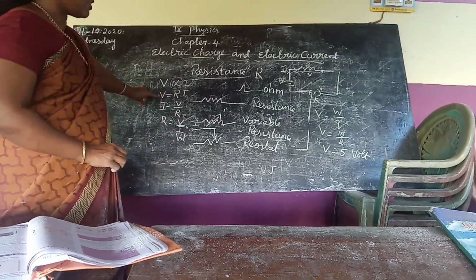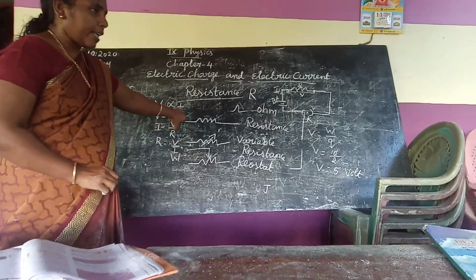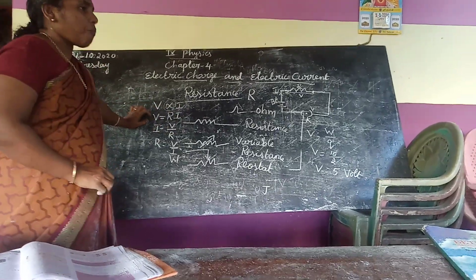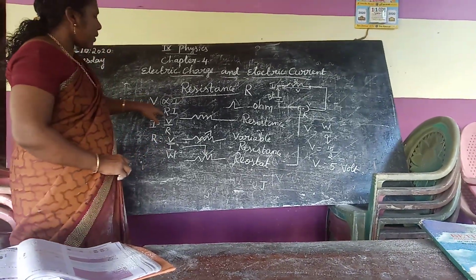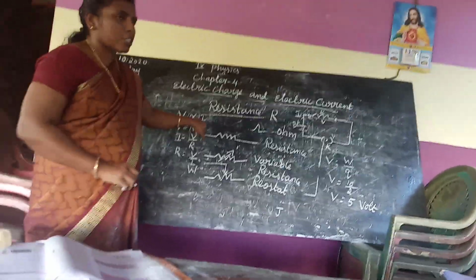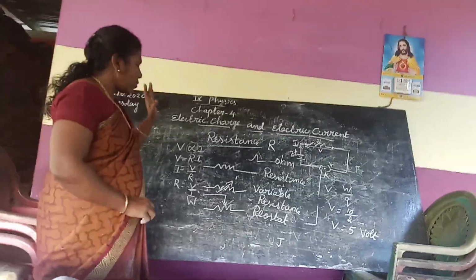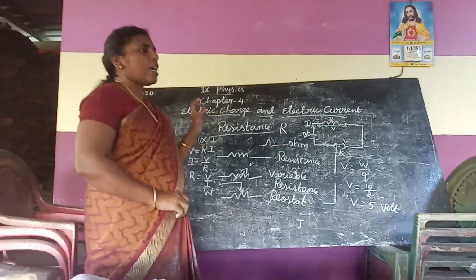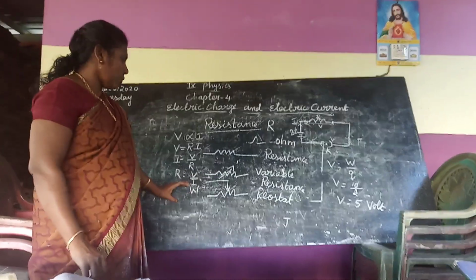Now, V means potential difference, R resistance, I electric current. What is the unit of potential difference? Volt is the unit of potential difference. What is the unit of resistance? Ohm is the unit of resistance. What is the unit of electric current? Ampere is the unit of electric current. So you have to learn each letter and the unit of each.